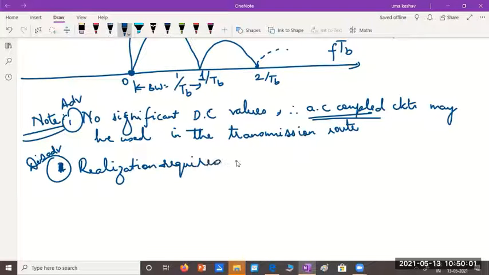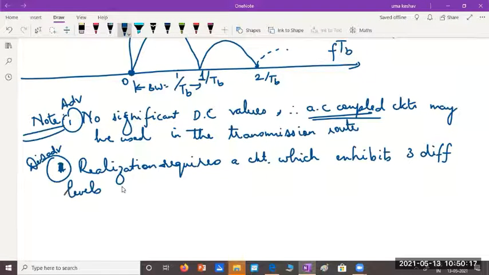requires a circuit which exhibits 3 different levels rather than 2 levels. If I consider a MOSFET or a transistor, I should consider its third state also, say the high impedance state. So I have the 0 state, plus A and minus A. I need a state where it will be maximum voltage at some point, minimum voltage at another point. So I need hardware which will exhibit these 3 different voltage levels, which is difficult.